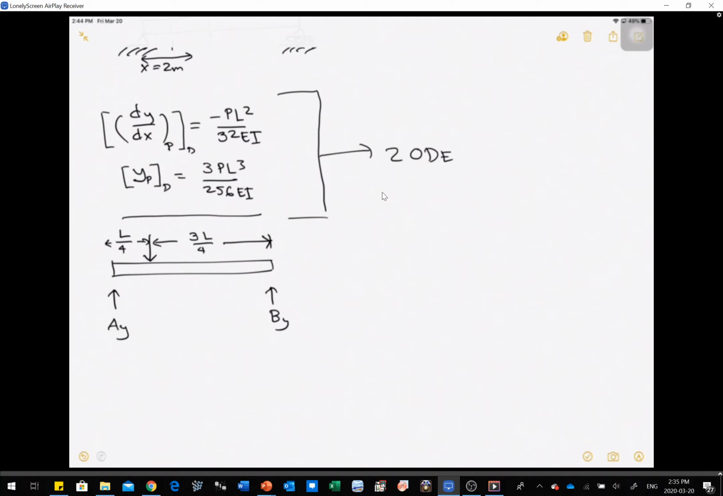Now, if we're going to assume that this is P. Again, we are given P, which is 150 kilonewtons. In this case, let's assume it's P. Your AY would be equivalent to 3/4 P. Your BY would be equal to 1/4 P here.